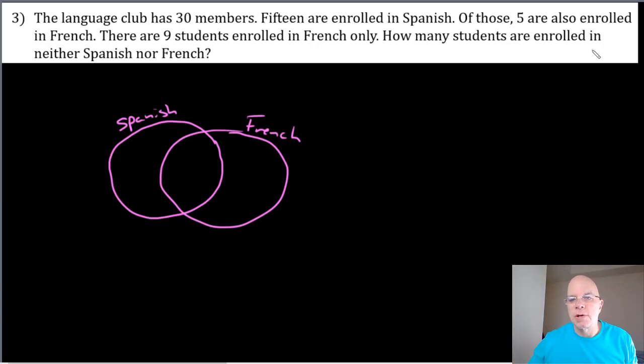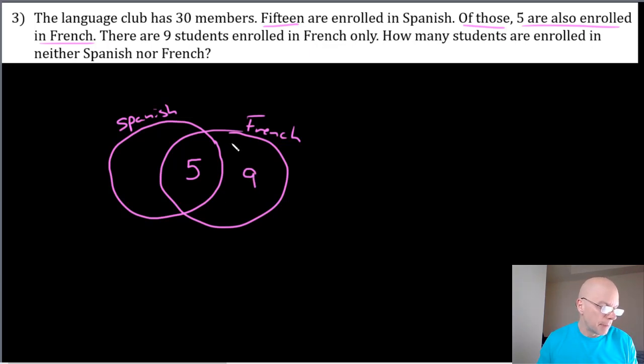The next clue says of those 15, 5 are also enrolled in French. So we can do something with that, because of the 15 students taking Spanish, 5 are also taking French. So the students taking Spanish and French are a total of 5 students. So I can put that there. There are 9 students enrolled in French only. Well, this section of the diagram would be the French only section, so I can put a 9 there.